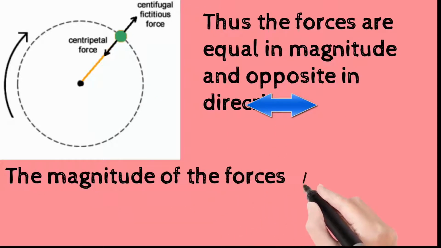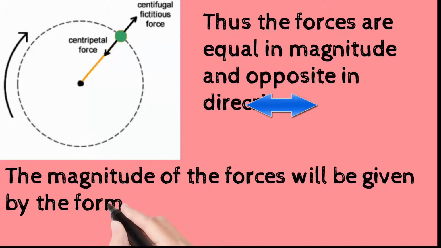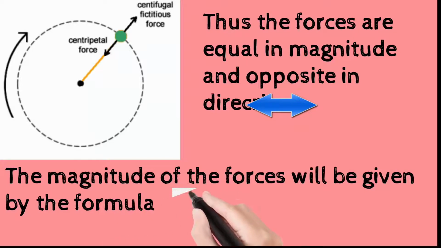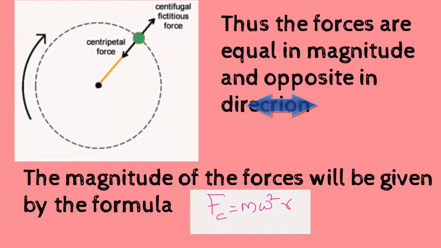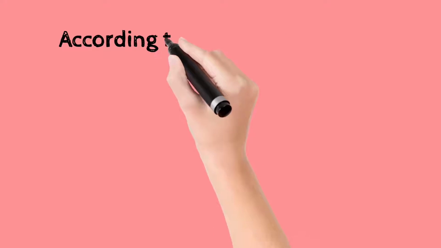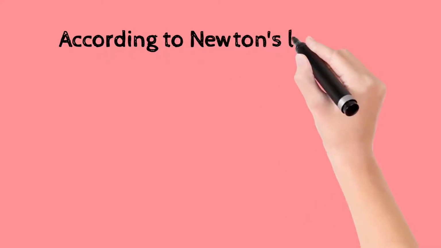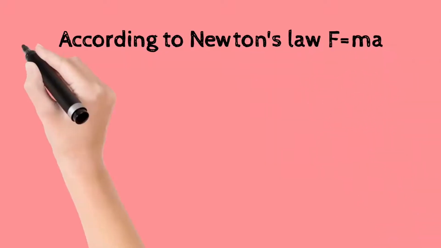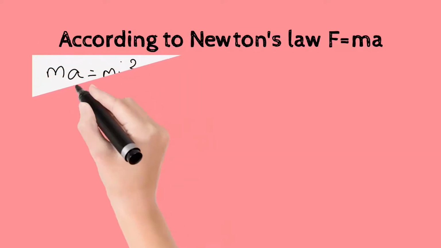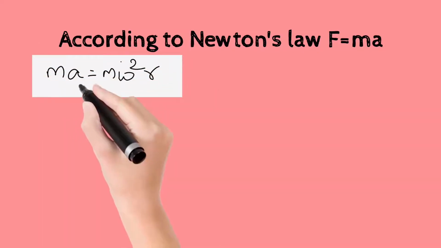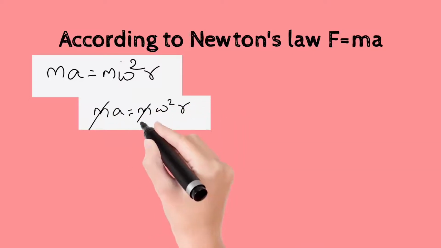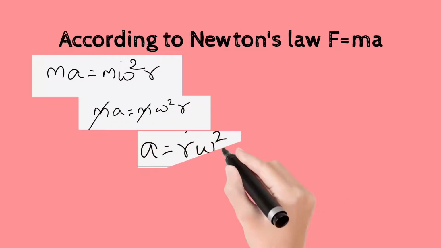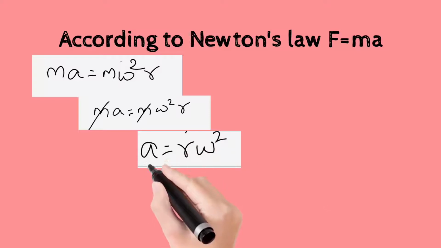The magnitude of the forces will be given by the formula F = mω²r, where m is the mass of the body, r is the radius of rotation, and ω is the angular velocity. According to Newton's law, force is equal to mass into acceleration. So equating this, ma = mω²r. Cancelling out mass on both sides, our acceleration will be equal to rω².